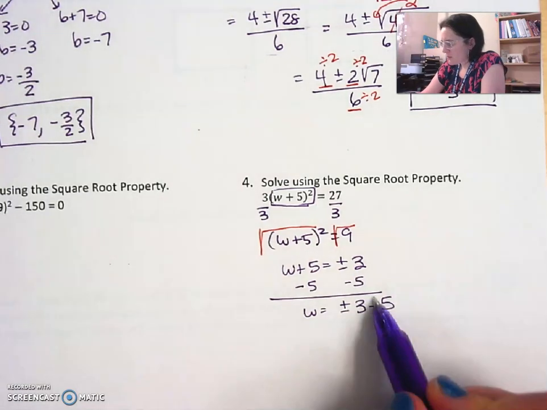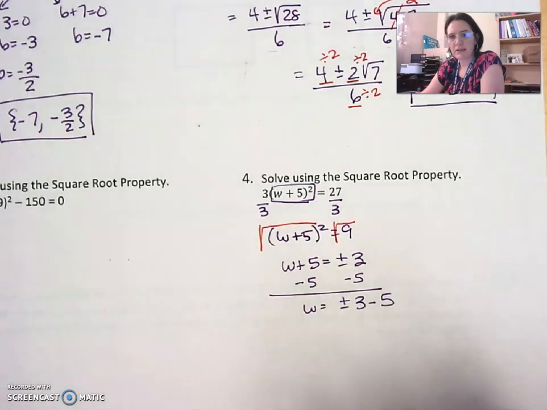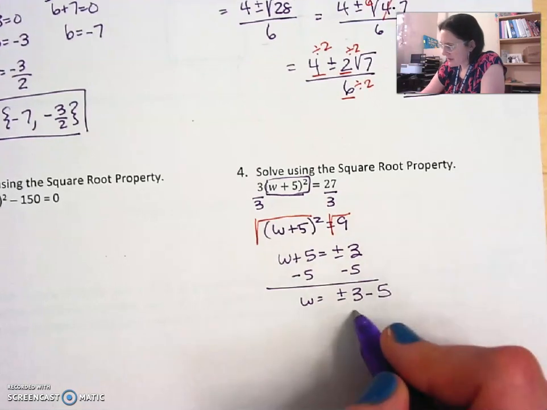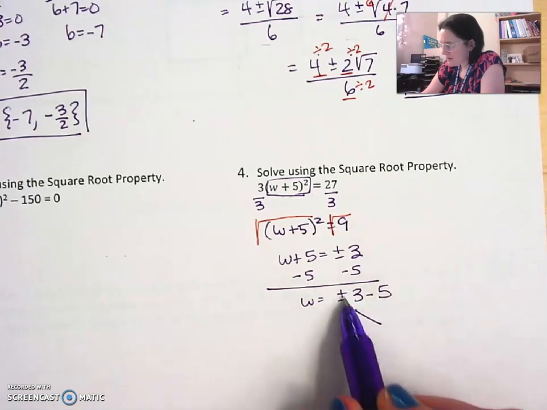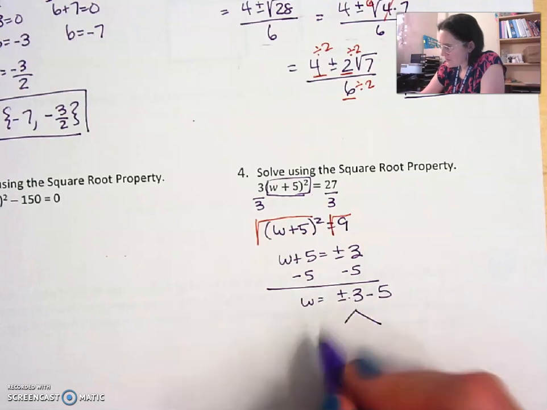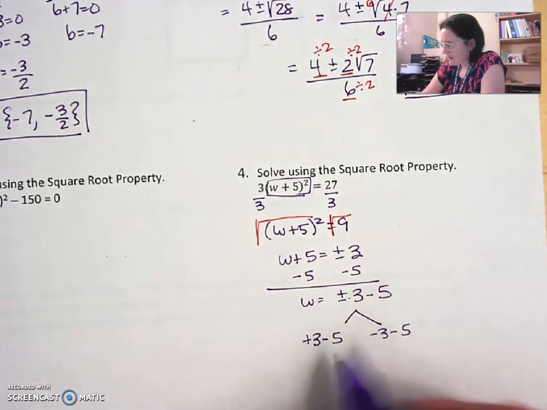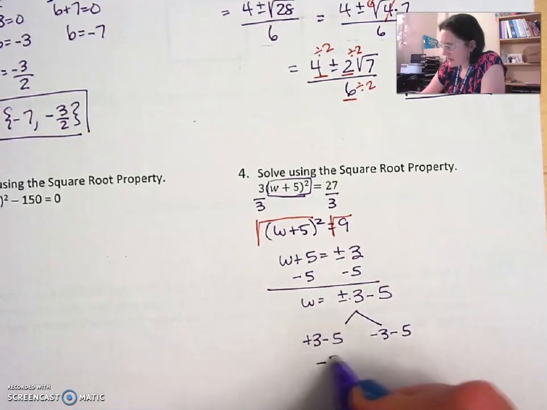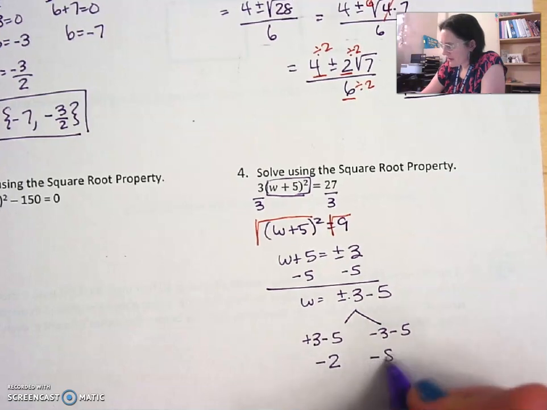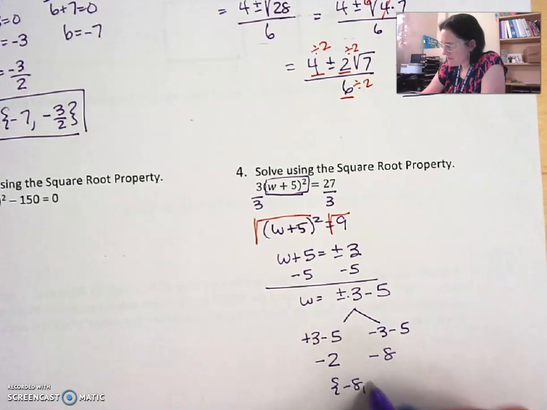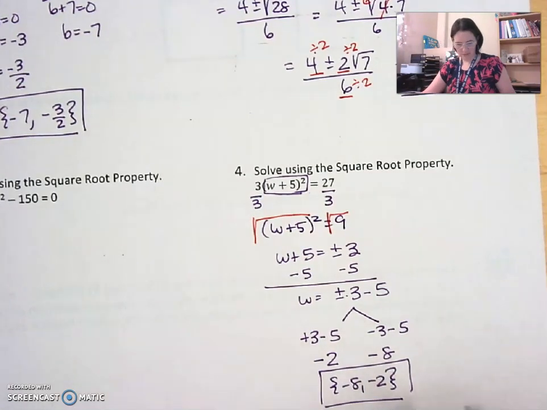Now, if this 5 had a radical, I would stop because I couldn't do any more math. But it doesn't. It's an integer. So I can write this in the positive form, positive 3 minus 5, and the negative form, negative 3 minus 5. And the positive 3 minus 5 gives me negative 2. Negative 3 minus 5 is negative 8. So there are my two answers for that problem.